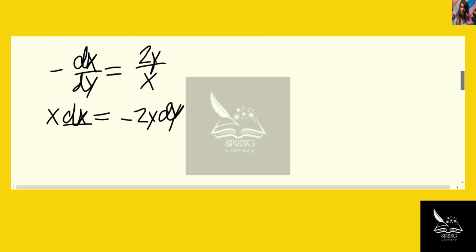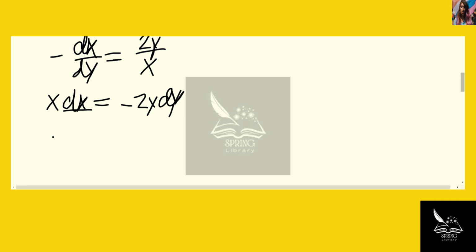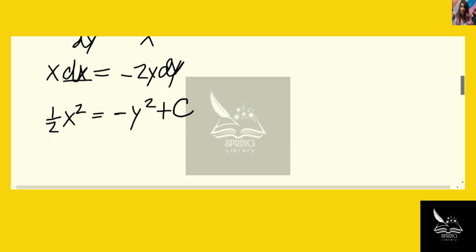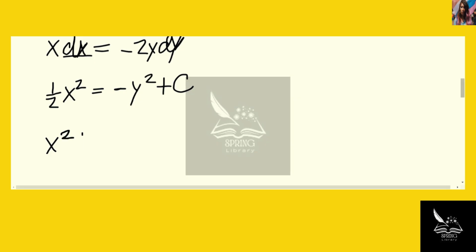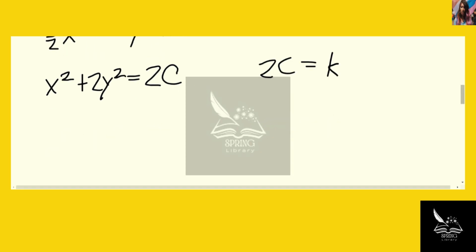Integrating both sides, I get 1/2 x squared equals negative y squared plus some constant C, and therefore we have x squared plus 2y squared equals 2 times some constant big C. And if we set 2 times big C equal to the constant k, then it follows that we get x squared plus 2y squared equals k. Therefore, we have shown that these two equations, these two families of curves, are orthogonal trajectories of each other.